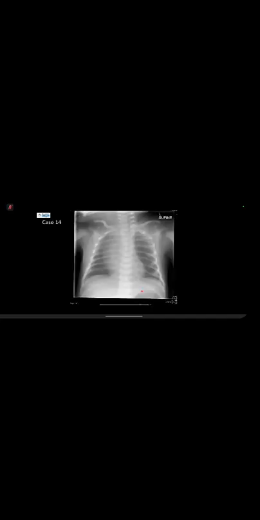And when you see, the area that becomes hyperinflated is distal to that atretic bronchus.